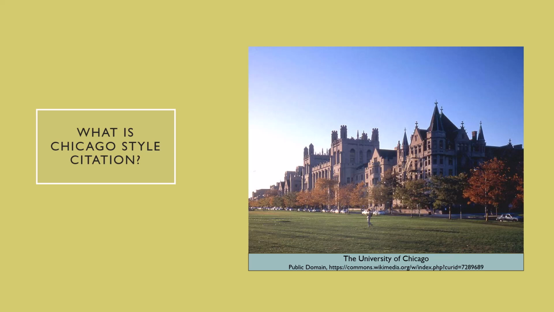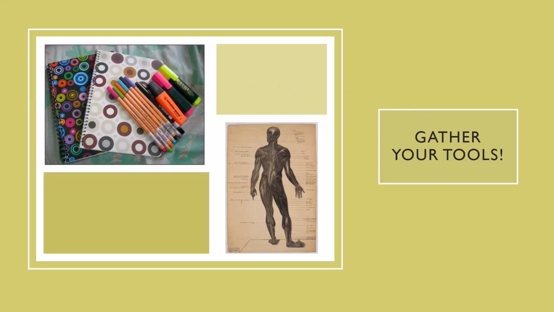Chicago-style citation does have a variant known as Chicago author date style, where the primary difference has to do with the way in-text citations are formatted. Okay, so now that we know what Chicago-style citation is, how do we create a citation? Well, this is where we get into the details of dissecting a citation to show you how it works.